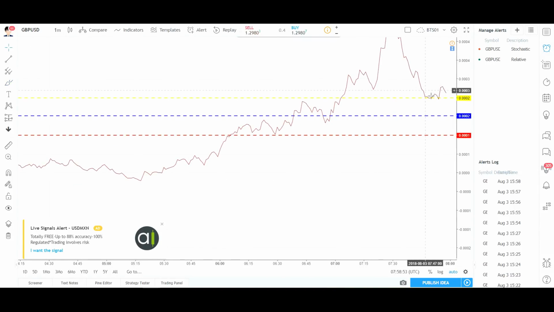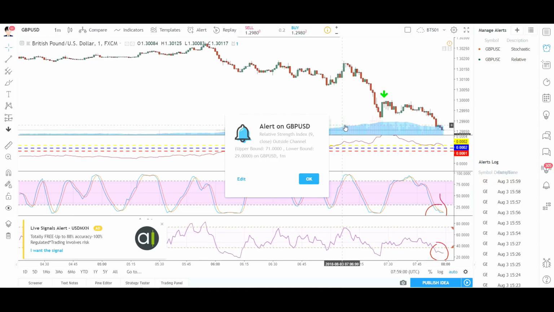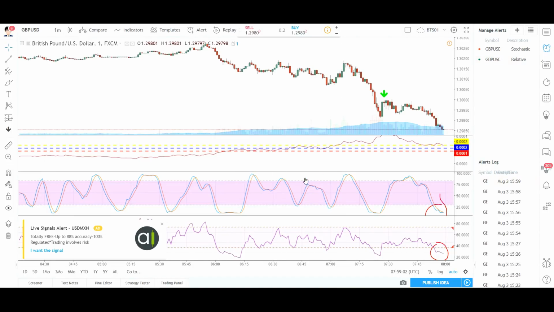So let's look at the ATR here. It is still above the yellow line, so we will be waiting for the RSI to be outside the channel, which is happening right now. And also now what we need is the stochastic to cross. So basically we need to wait for the blue line to cross the red line, or the red line cross the blue line. So as I mentioned, this stochastic is a little bit different.